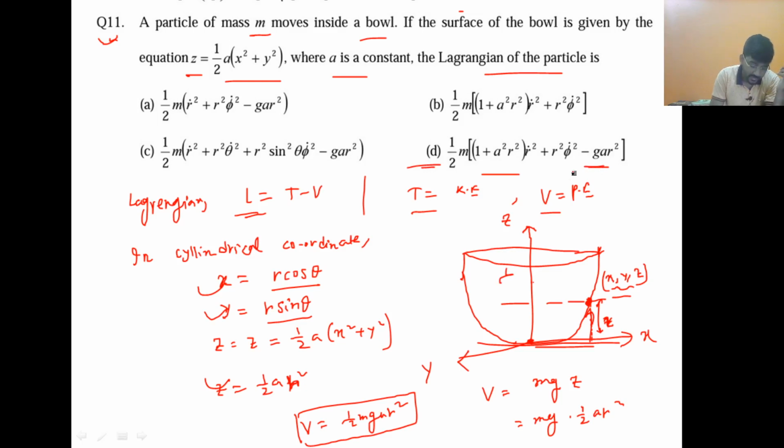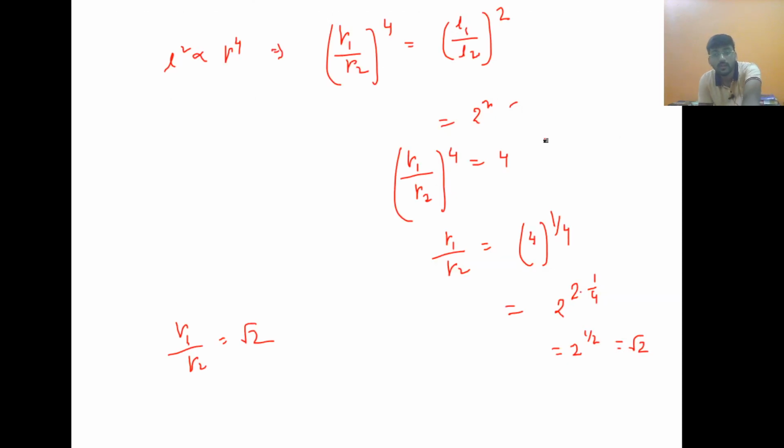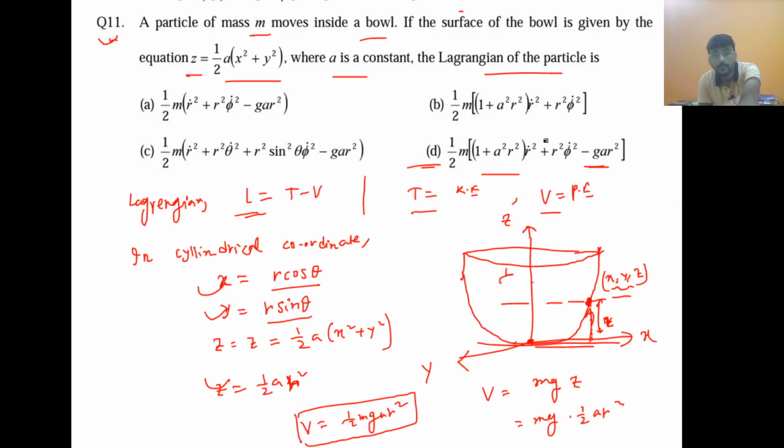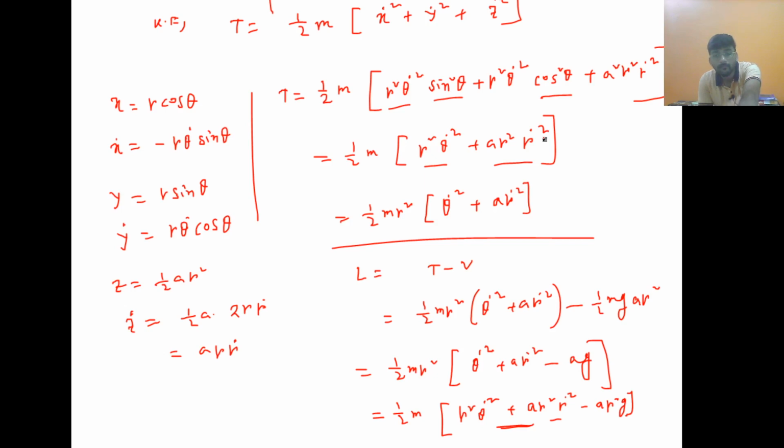Okay, let me check. Yes, the mistake is in the differentiation. I have made the mistake when I did the differentiation. So here is the mistake, x dot and y dot. I have taken r as constant. This is the problem. So let me solve the problem again.